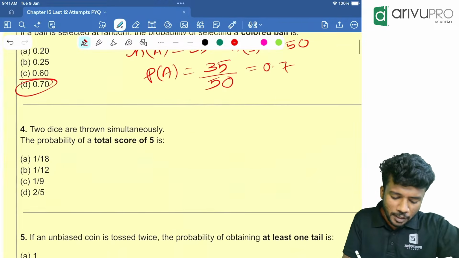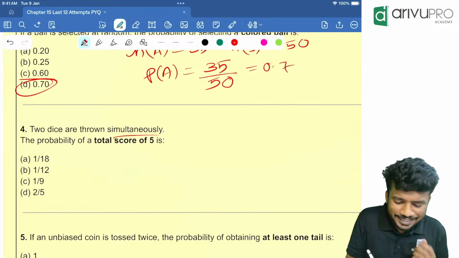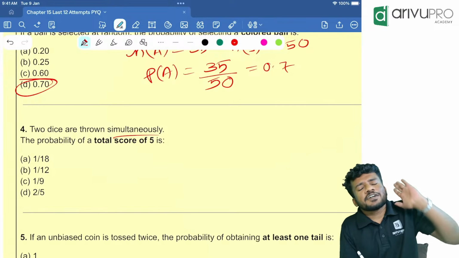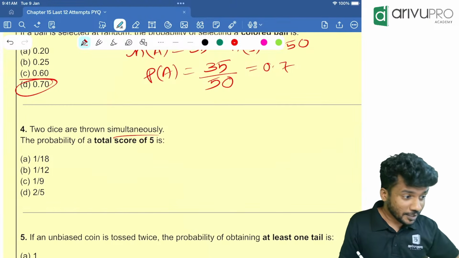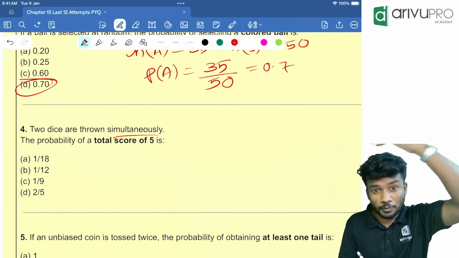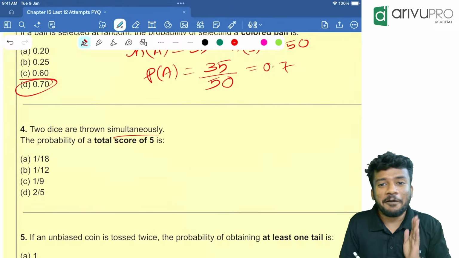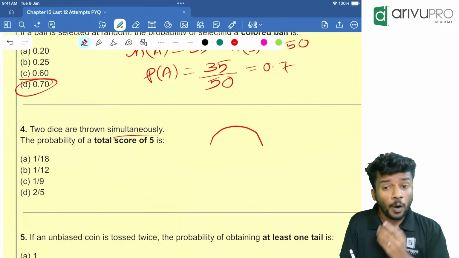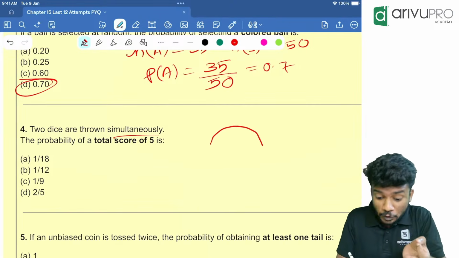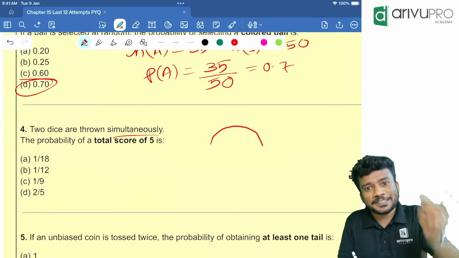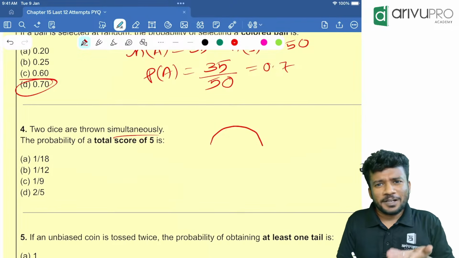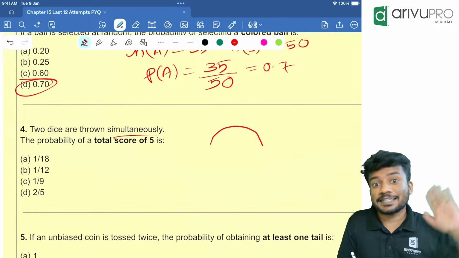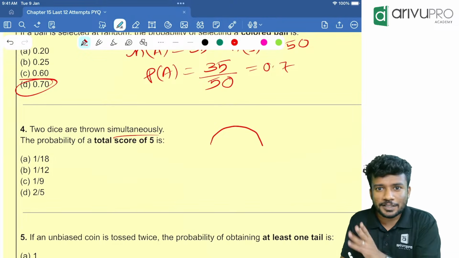Next question, people. Two dice are thrown simultaneously. Probability of a total score of 5. Do you remember, even if you watch the quick revision series or the class or marathon or whichever video I have put, I have told you something about the arc. Now one student came and told me, sir, do we get enough time to draw this arc? People, the basic idea of this arc is just to remember things inside the exam hall. We will not draw everything during that exam time.